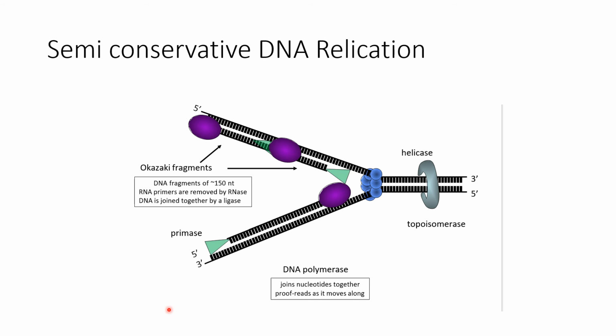See this picture. After breaking the hydrogen bonds by the helicase enzyme, this is the leading strand. It is replicated continuously like a single strand. On the other hand, the lagging strand makes small fragments, and these fragments are called Okazaki fragments. These fragments will be joined by DNA ligase enzyme.